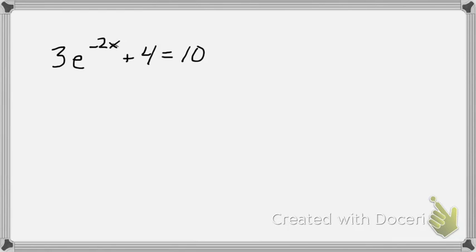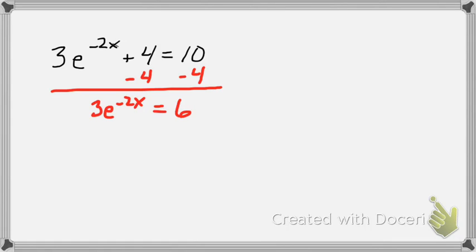Same idea, only a little more concealed. We have an e to a power that has a variable, but it's got some junk around it. So the first thing we're going to have to do is clear away the debris before we can solve the equation. So the first thing I'm going to do is get rid of the 4 using ways that we've used for years. And I'm going to divide by 3.